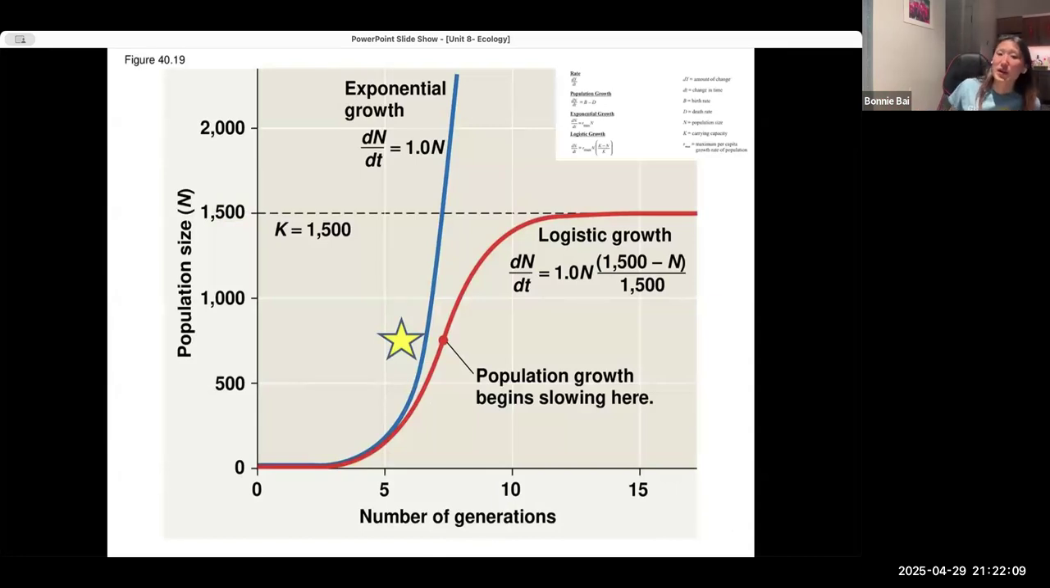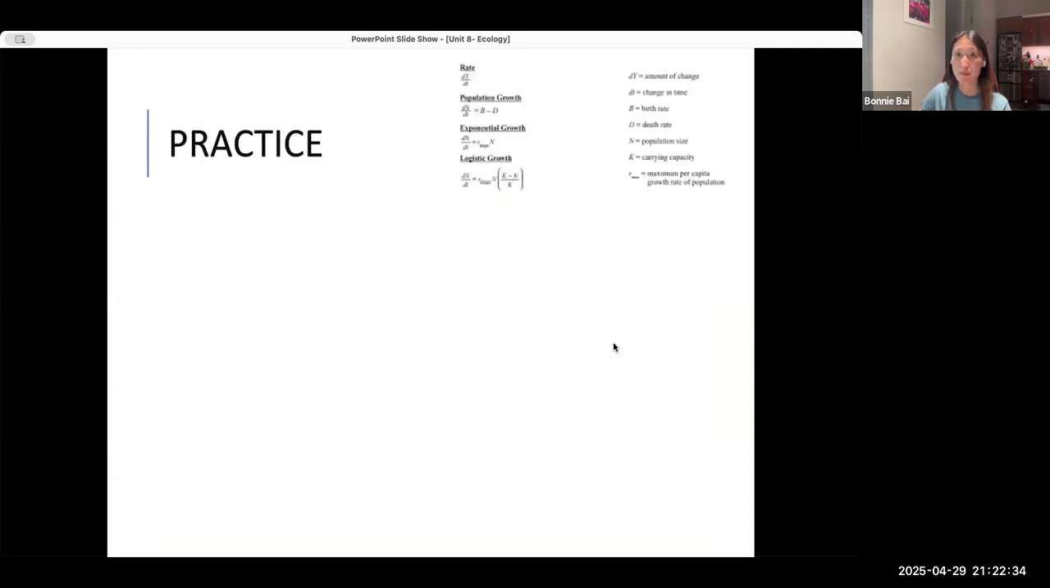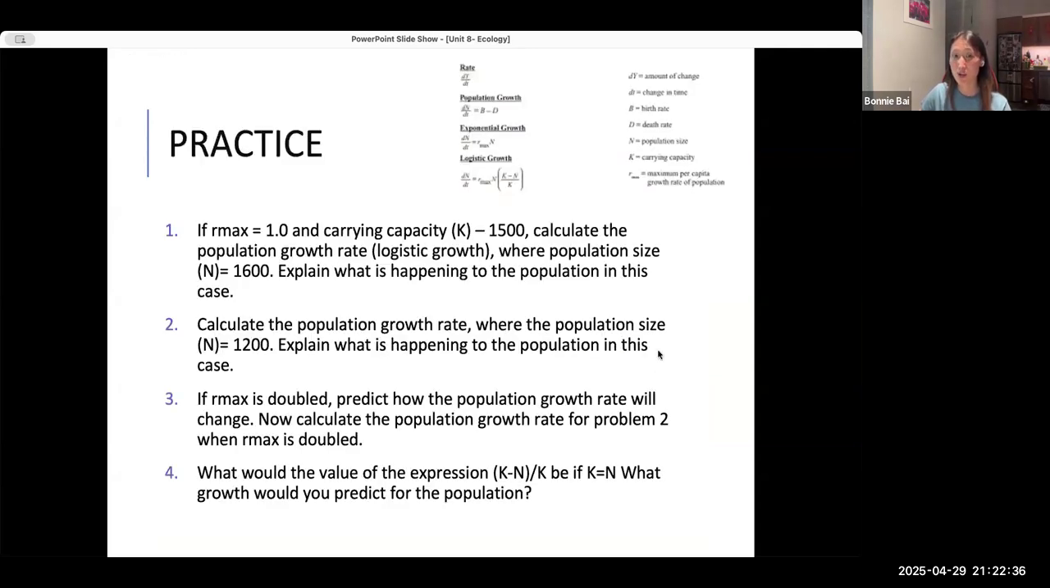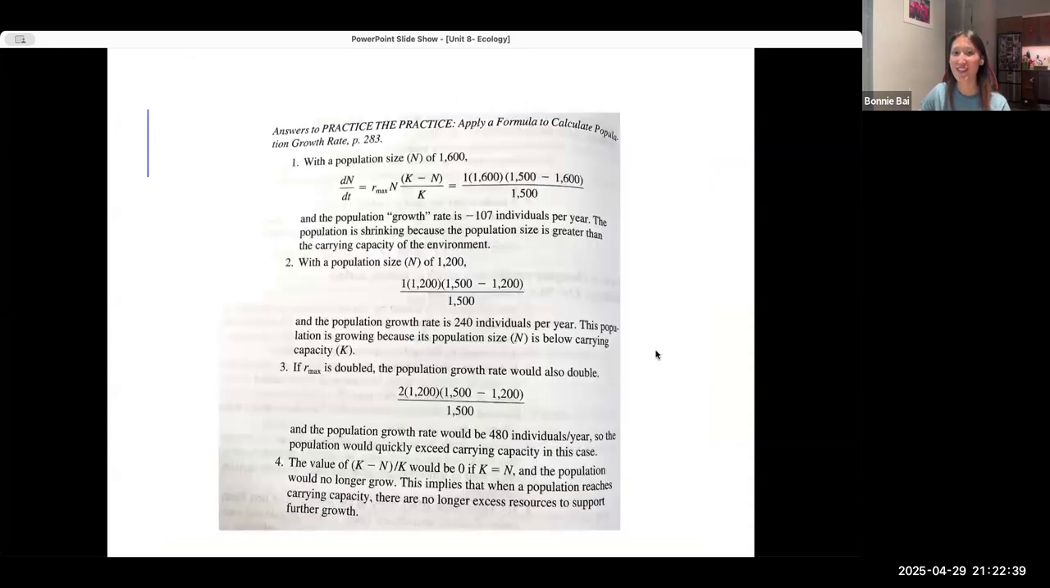Here's a graph showing you a comparison between the two. It tells you, in this case, the R max is 1. So you can see the exponential growth rate is 1. Logistic growth, not exponential growth rate, the maximum population growth rate, R max, is 1. The population size, they didn't tell you in this case. Carrying capacity is 1,500 from this graph. For logistic growth, there are these numbers that we can plug in. But essentially, it relates to these practice problems, which have the answers right behind them, and it shows you exactly how to do these questions.